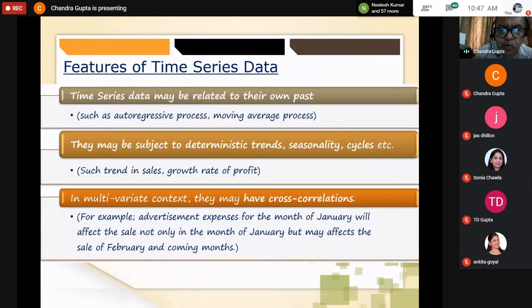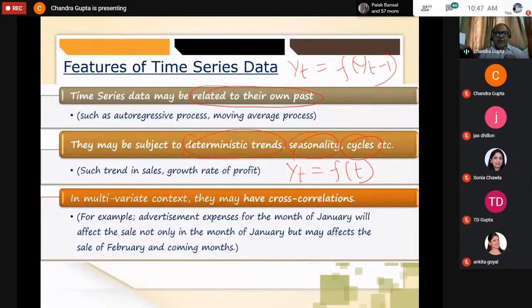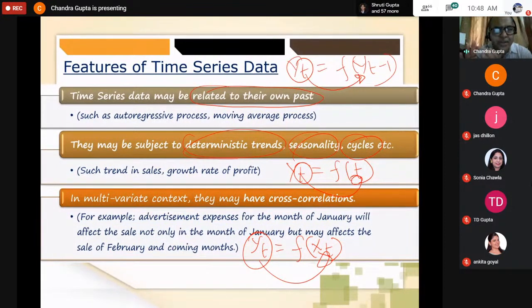Time series may be related to their own past. That means yt may be a function of yt minus 1. Okay, it may be subject to deterministic trends, seasonality, cycles, etc. That means yt may be a function of time. In multivariate context, they may have cross correlations. That means yt may be a function of another time series xt. Understand this. That understanding is very important. Yt may be related to its own past, yt may be related to time, and yt may be related to other variables. Okay, and please remember these things because we are going to use this information later on.